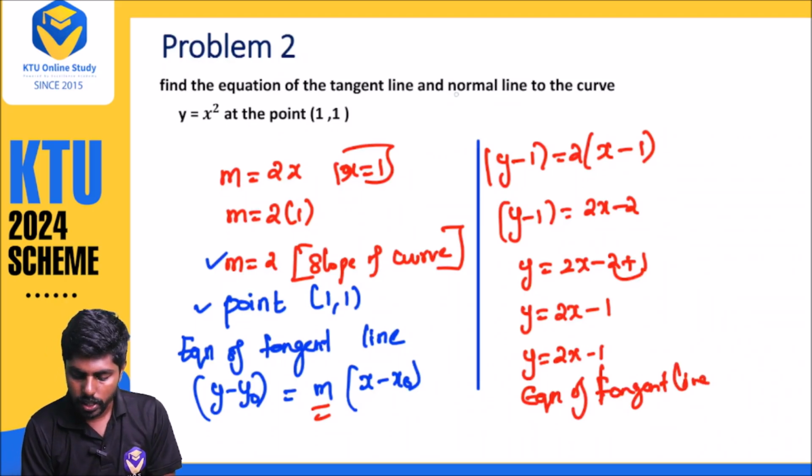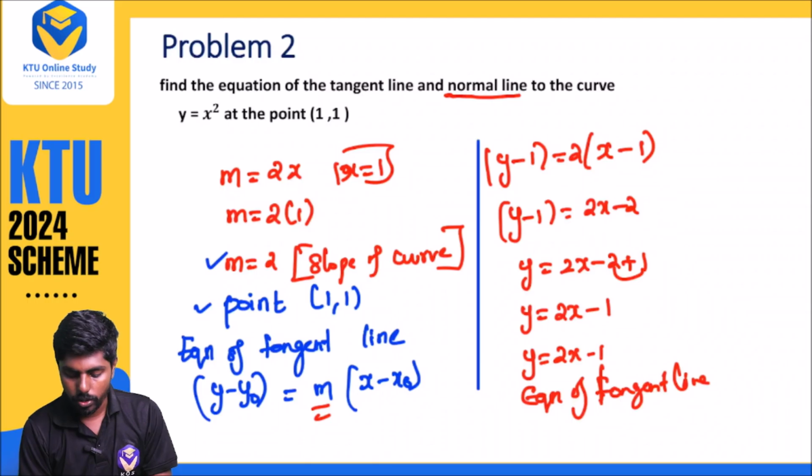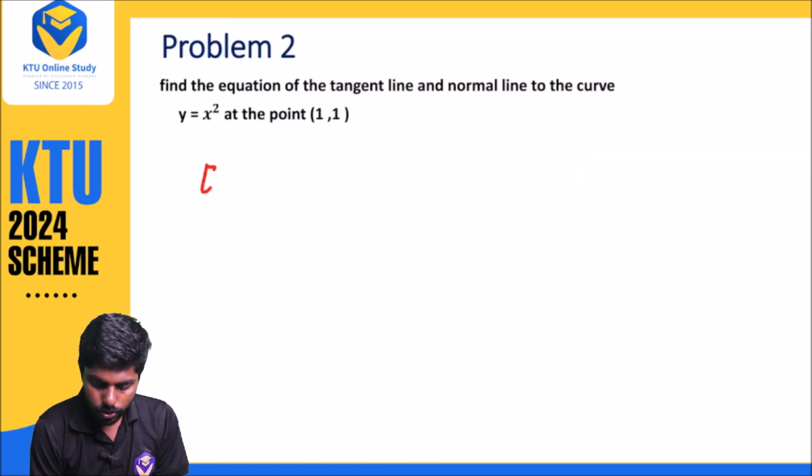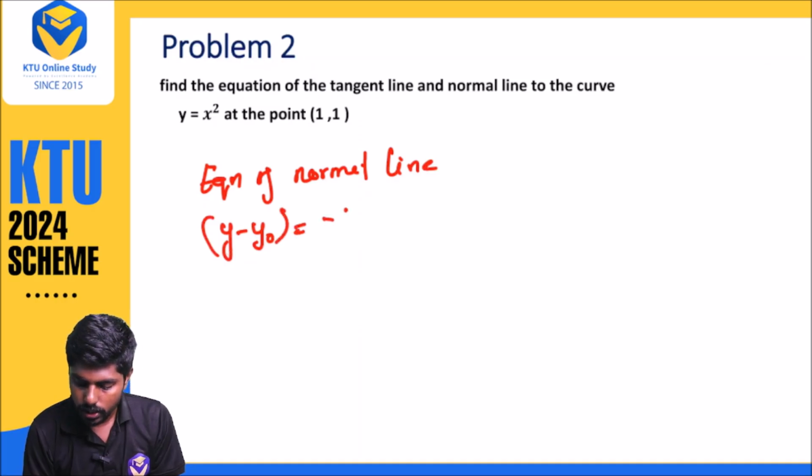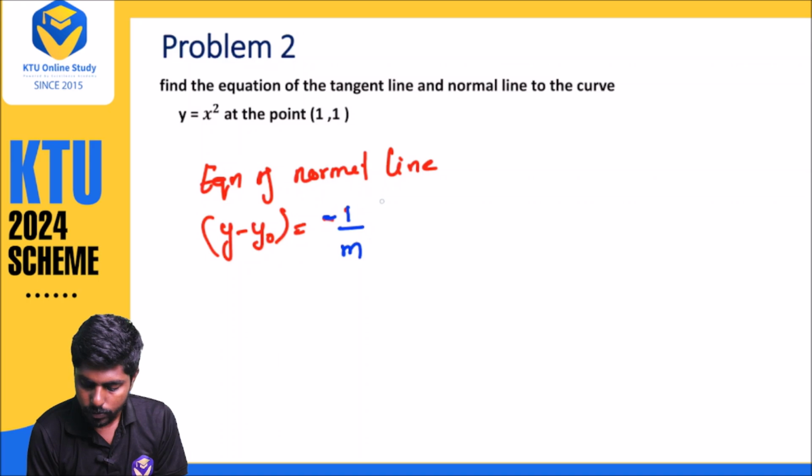Now, what is the question they have asked? They have also asked about the normal line. What is the formula of the normal line? The equation of the normal line is y minus y naught is equal to minus 1 by m into x minus x naught.